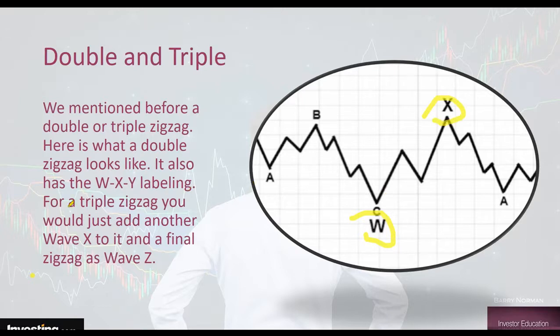a zigzag, and it occurs 3 times. A, B, C, A, B, C, and it's occurred twice at the same point. So we had a double top or a double bottom. Okay, or we could have a triple top and triple bottom.